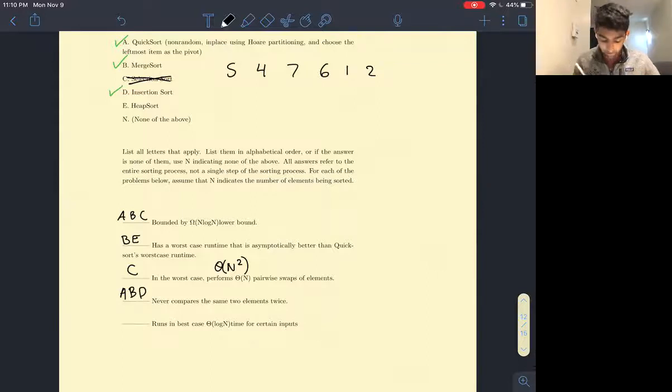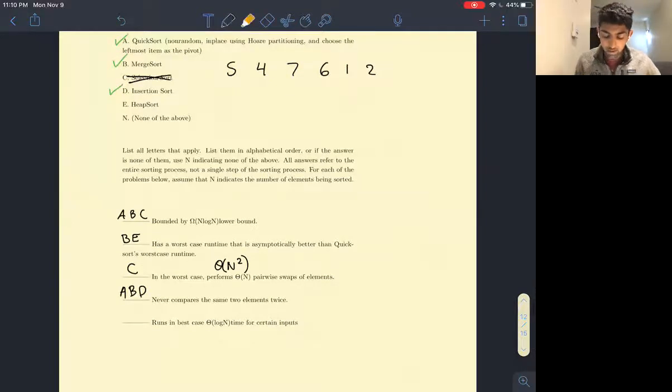Okay, for the last problem, we see it runs in best case log n time for certain inputs. This is actually a trick question, because nothing can run in log n time: a sorting algorithm has to look at every single element, and we can't look at only log n elements to sort something. We have to look at everyone.